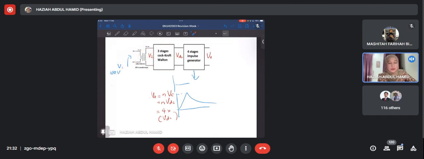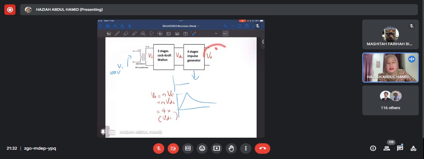Show what the equation is to obtain VDC here, the output voltage. And then once you get it, sketch V2 versus VDC, or you can sketch VDC directly since you already sketched V1 and V2 earlier. And then move to the third stage. You get VDC as the input to the impulse generator.